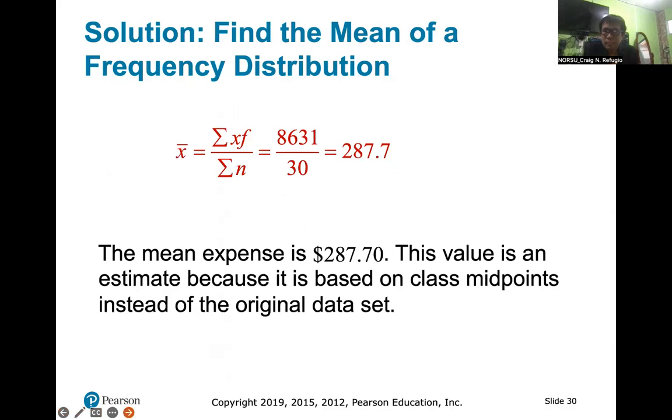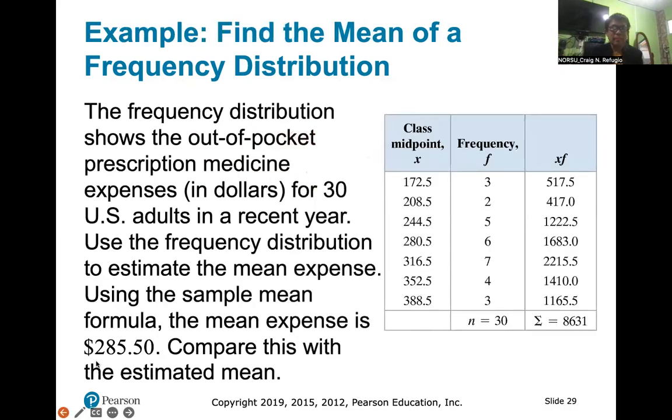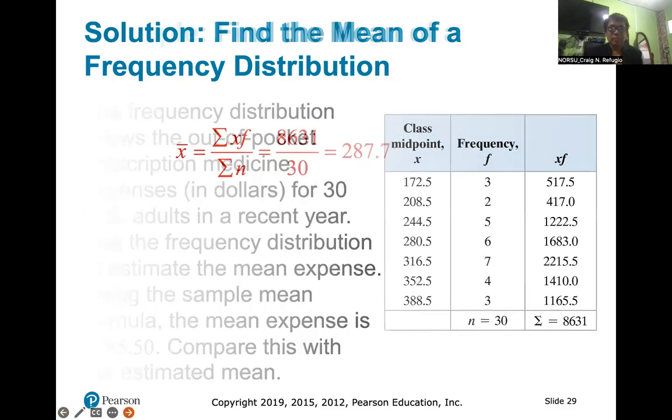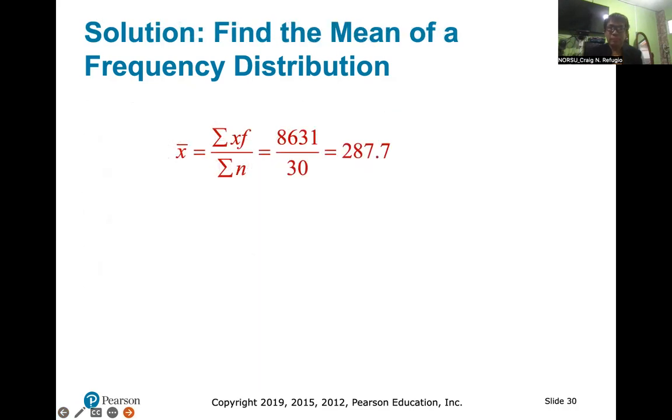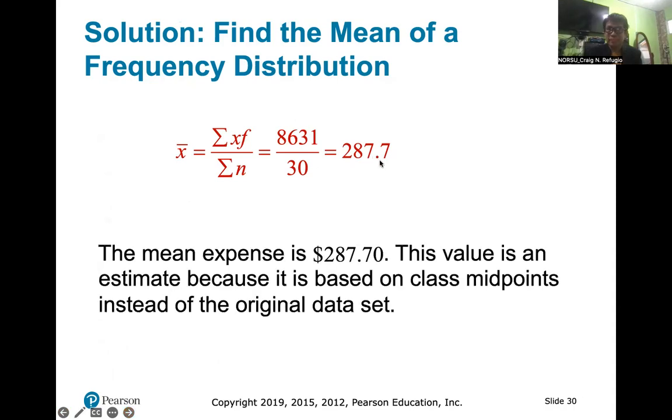So here, the mean expense is $287.70. This value is an estimate because it is based on class midpoints instead of the original data set. If you look at the original data set, the data not converted into a frequency distribution, it is given here as 285.50. But if you use the frequency distribution table, it's actually 287.7.